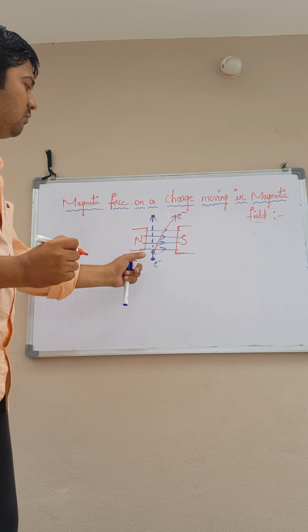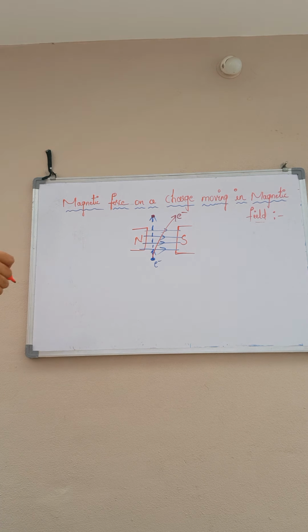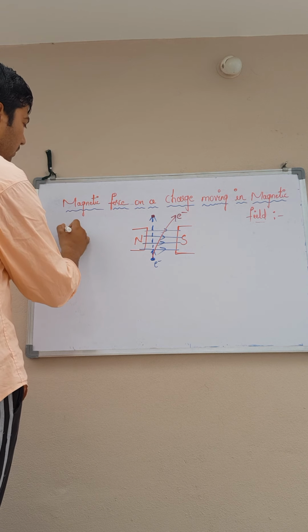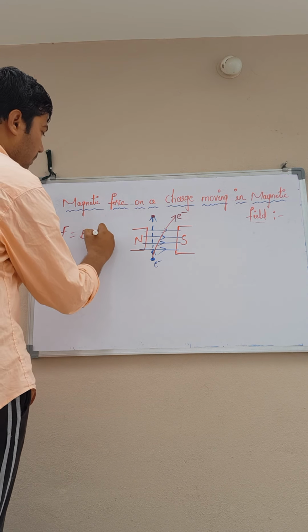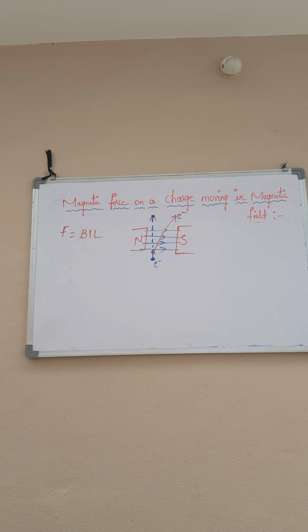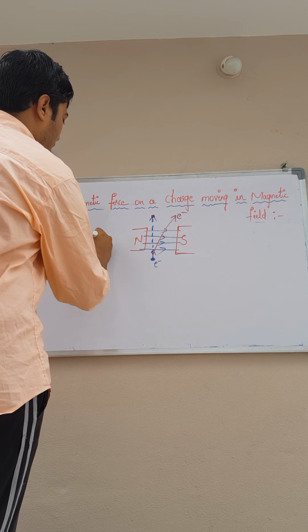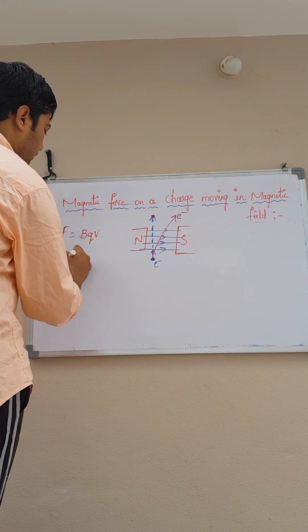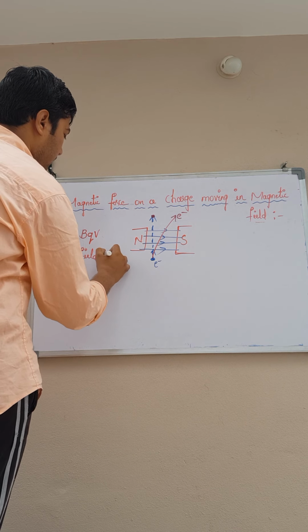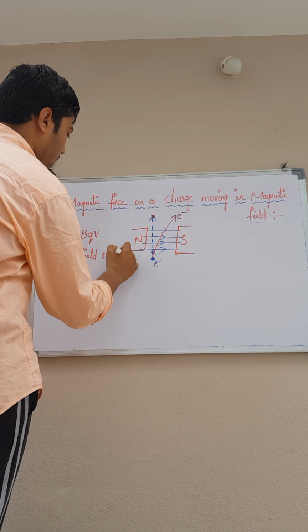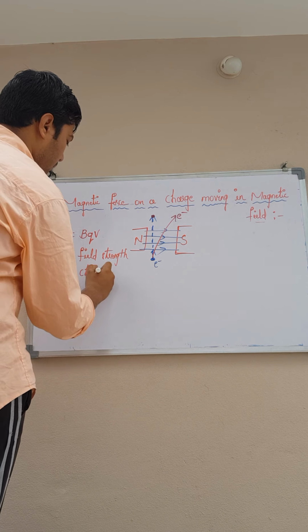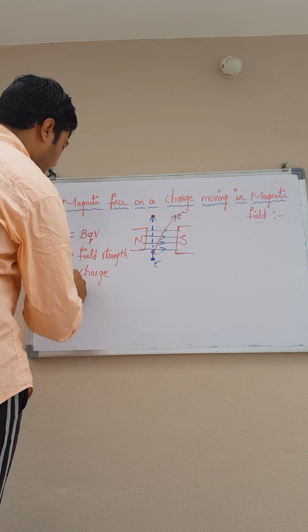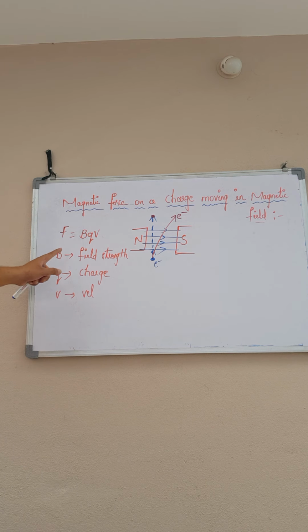The force which is making the electron move in a curved path is nothing but magnetic force, and this magnetic force is given by F is equal to BQV, where B is magnetic field strength, Q is charge, and V is velocity of the charge.